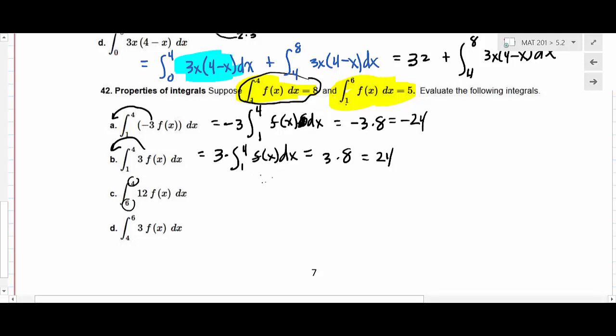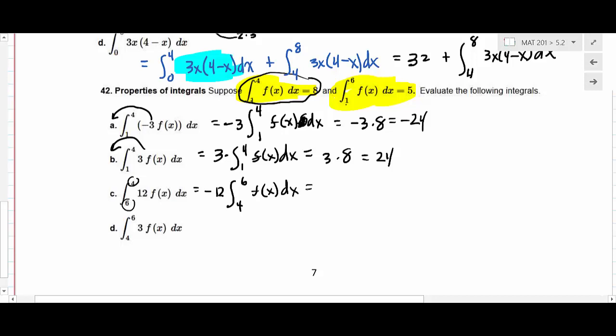One thing that you could do on this is, first of all, you could change this. I'm going to go ahead and change these limits from 4 to 6. If I do that, what changes? It becomes negative. And you can go ahead and take that 12 out too while you're doing that. So I have negative 12, change the limits backwards, then I have f of x dx like that.